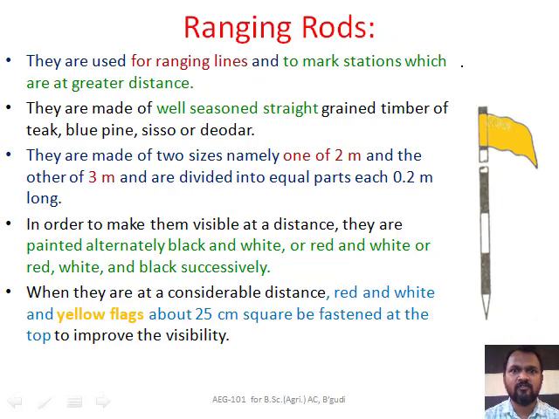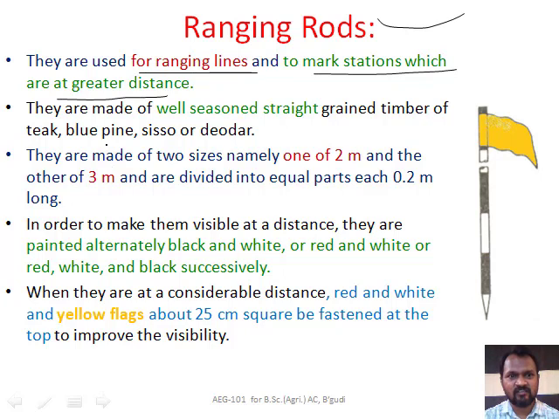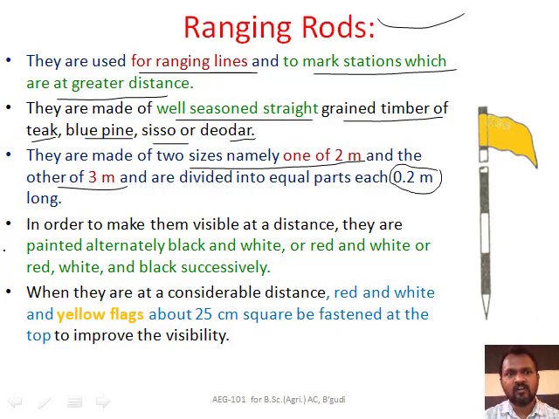Then we'll discuss a different instrument, and that instrument is the ranging rod. The ranging rod is the next instrument that we use for the survey. They are used for ranging the lines and to mark the stations which are at greater distance. They are made of well seasoned straight grain timber of teak, blue pine, sisoo or deodar. They are made in two sizes, namely 2 meter and 3 meter, and they are divided into equal parts of 0.2 meter length.